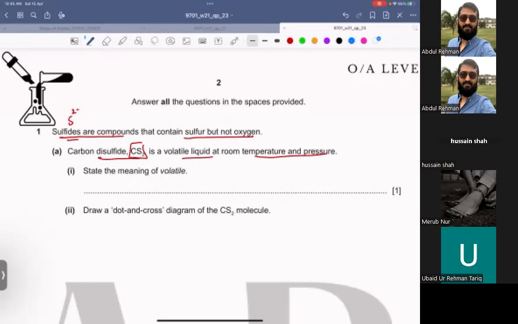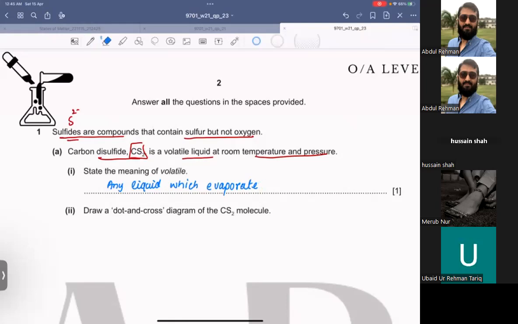So volatile means, you can say, any liquid which evaporates quickly.